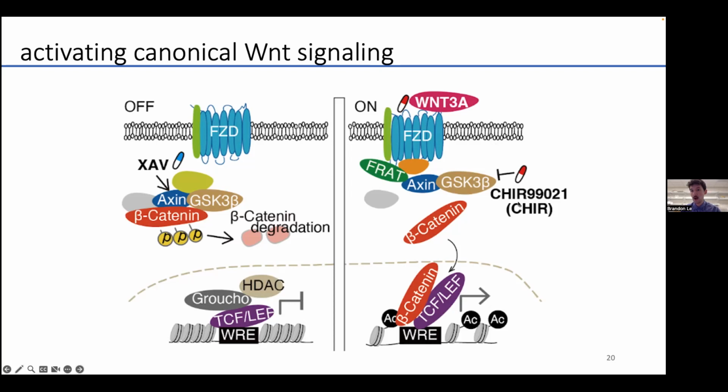And then the second way we activated the pathway is through a small molecule called CHIR. CHIR is one of the strongest known activators of Wnt signaling, and it works by inhibiting the GSK3 beta enzyme, which is the kinase that's part of this destruction complex that normally would target beta-catenin for destruction. So by inhibiting it, we accumulate beta-catenin, and once it translocates into the nucleus, in the Wnt on state, we would expect it to associate with TCF/LEF type transcription factors at these Wnt regulatory elements.